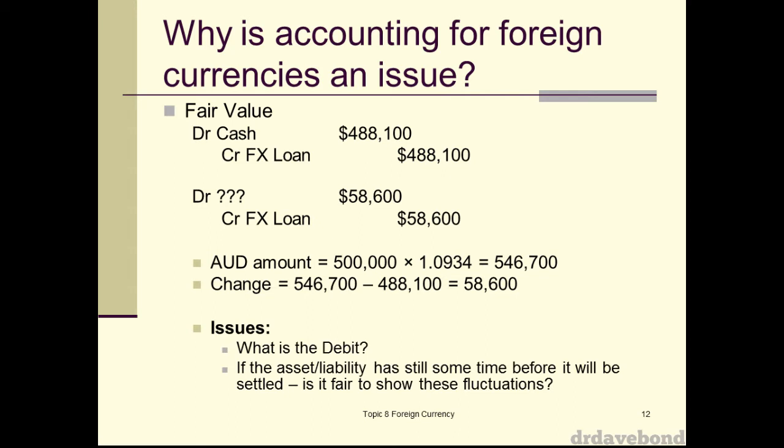So the issue, if we just focus on the loan, is what is the debit? What would we put there? And also, if we've got some time before these fluctuations unwind, should we be showing all those fluctuations, or should we just leave it? So it's just something to think about.